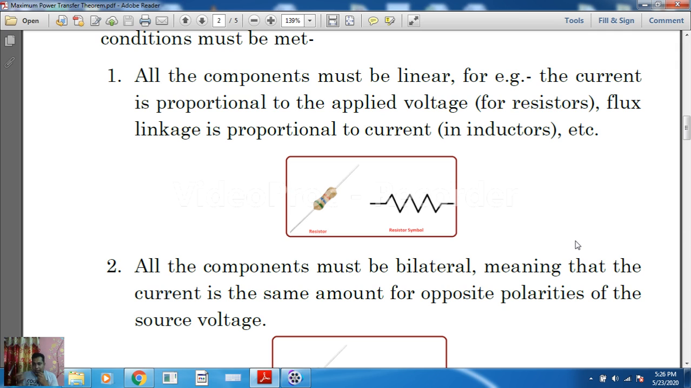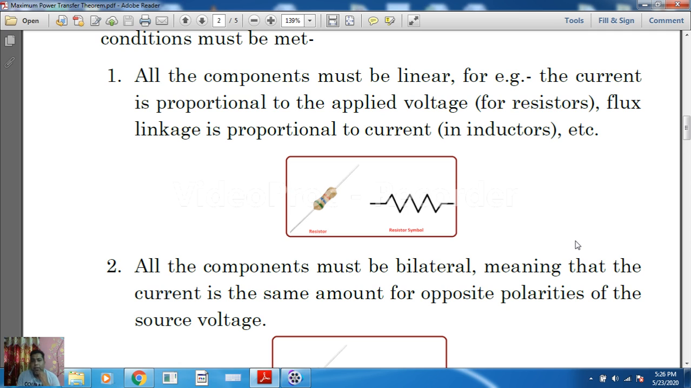So if we take a graph of that one, and in the x-axis we consider voltage, and in the y-axis we consider I, that means the current. If we increase the voltage value from 0 up to some value, and the current value from 0 to some value, then when voltage is increasing, current is increasing. So we will get a straight line equation. So that is the linear property.